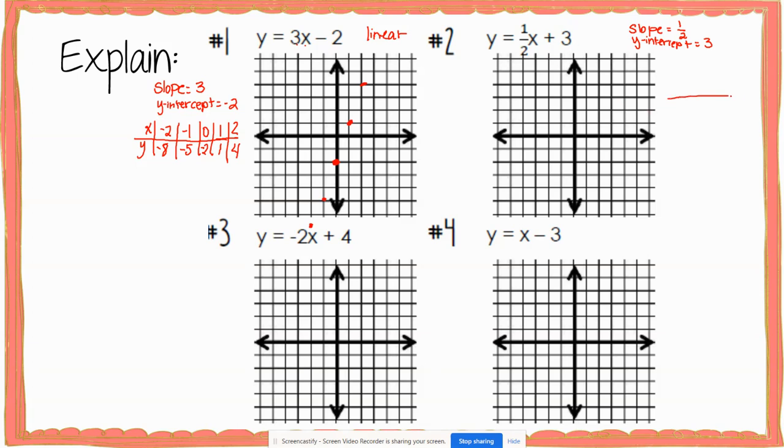Now, for me to figure out what goes here, we can make a table of values. I know that I'm multiplying everything by 1/2, all of my x values, so it might be useful if I use even numbers for all of my x values.